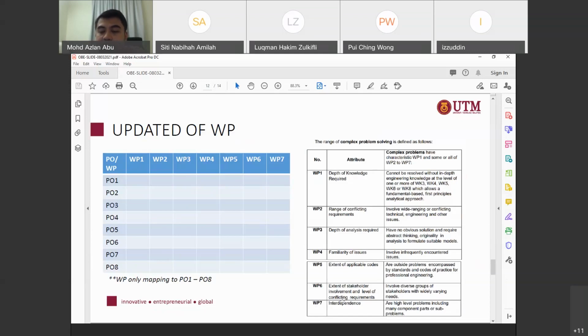And finally, WP7, this is the high level, interdependence. Problem solving where you use high level problems including many components, parts or sub problems, and you already have the problem and you want to design based on that problem. It's high level. I'm not sure whether any lecturer likes to ask this type of question. WP7 is very high. For me, I like to ask until standards and so on. If you do FYP, IDP, maybe you have to involve stakeholders.